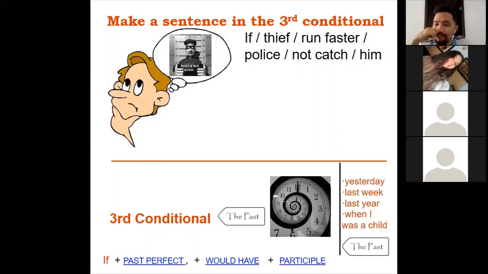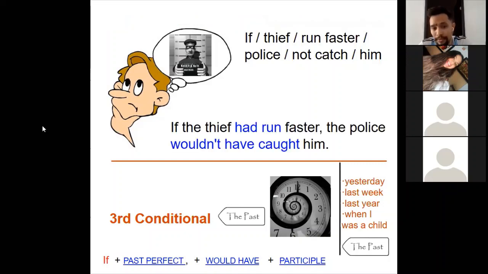What is the past participle of catch? Oh, God. All right, caught, caught, right? But it was very good miss. If the thief had run faster, the police wouldn't have caught him. Good, good, right?